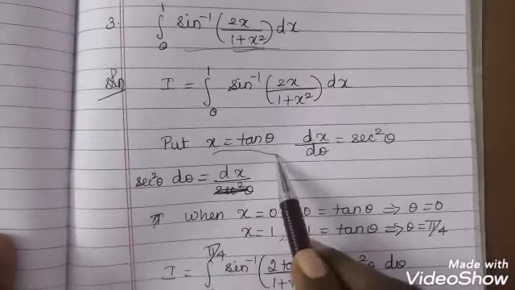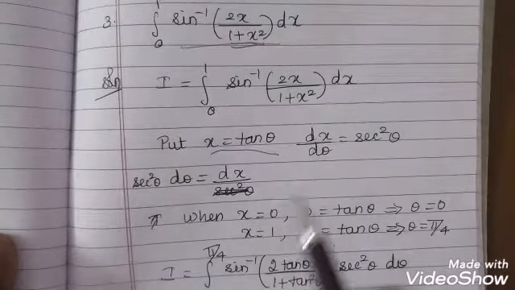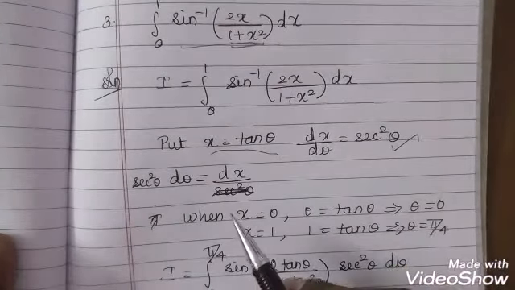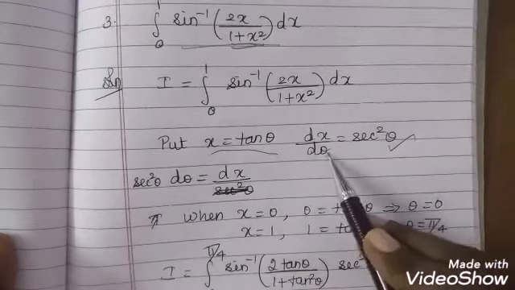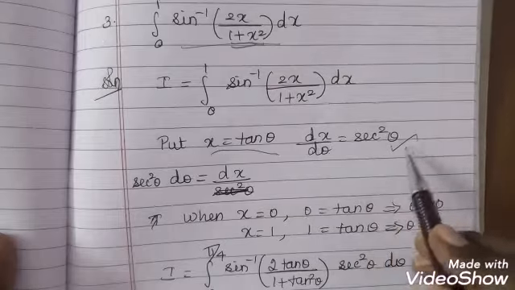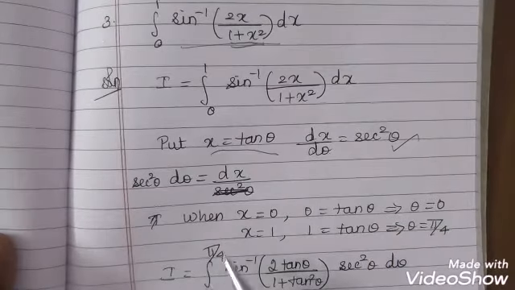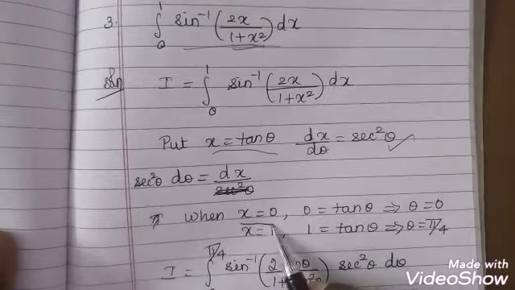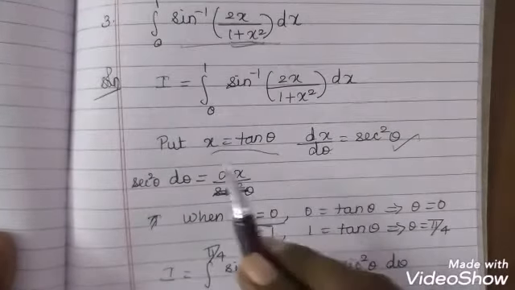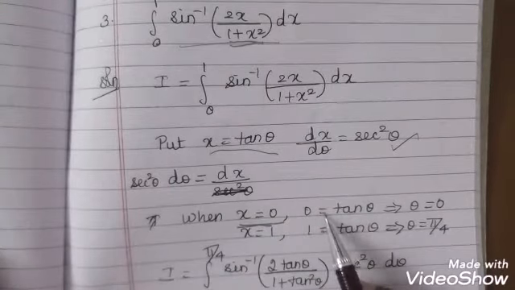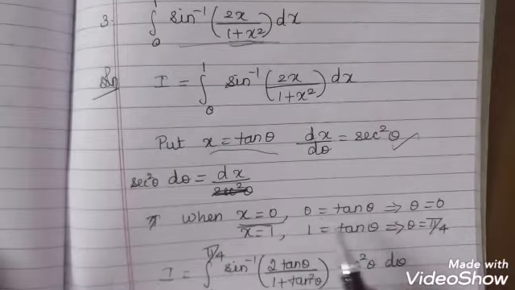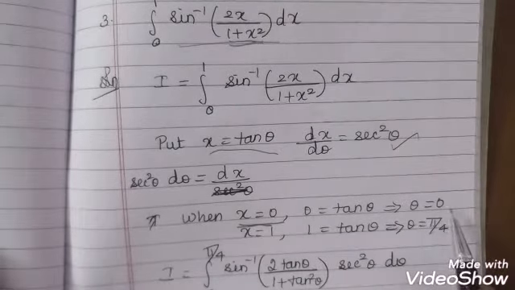So what is the substitution I have taken here? x is equal to tan theta. What is your dx by d theta equal to here? It is equal to secant square theta. Now when I cross multiply you will have dx is equal to secant square theta d theta. Is it clear? Now here when x is equal to 0, the lower limit, substitute it here, you will get 0 is equal to tan theta. What is your theta equal to? Tan 0 is equal to 0. So I can put theta is equal to 0.